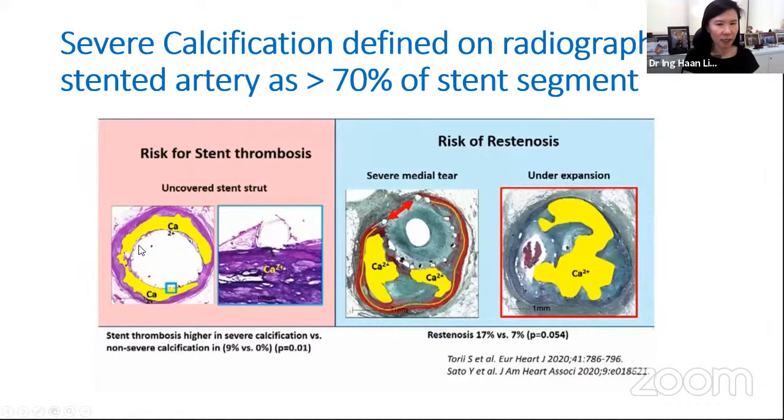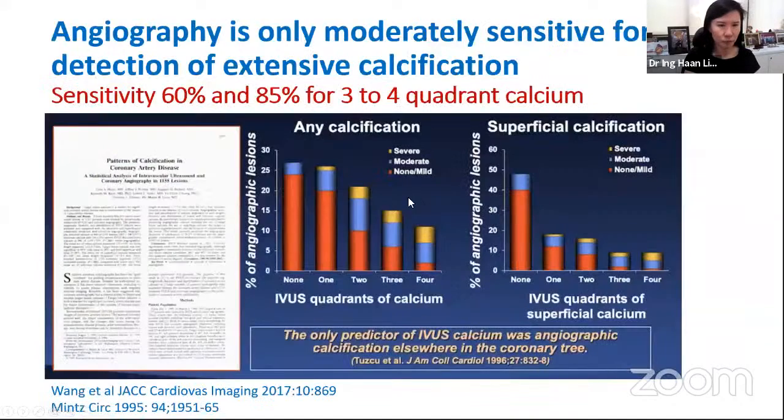As seen here, extensive calcification is responsible for both early and late events. For early events, you can see uncovered stent struts over here, which is the reason for stent thrombosis. And for late stenosis, in this case, we could see severe medial tear because of the extensive calcification of the vessel, as well as under-expansion of stent. Angiography alone is only moderately sensitive for detection of extensive calcification, with a sensitivity of 60% for a 3-quadrant calcium and 85% for a 4-quadrant calcium.